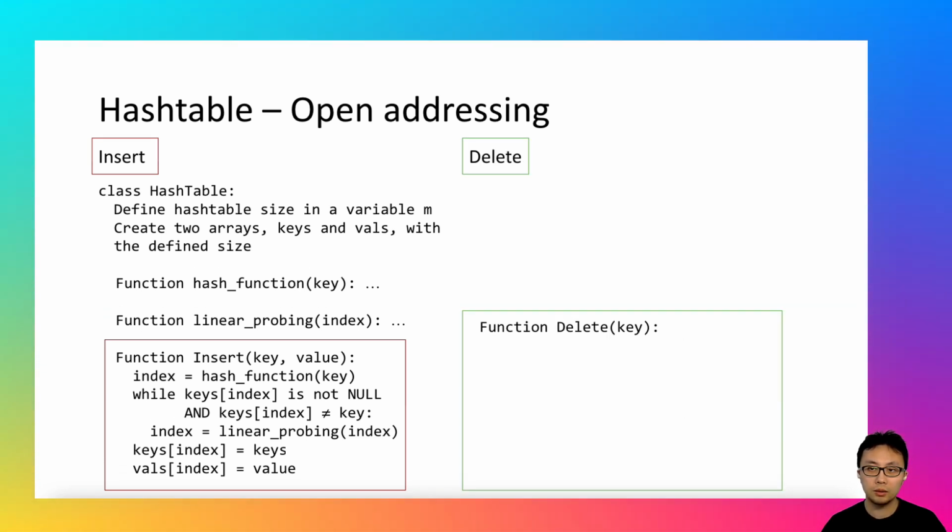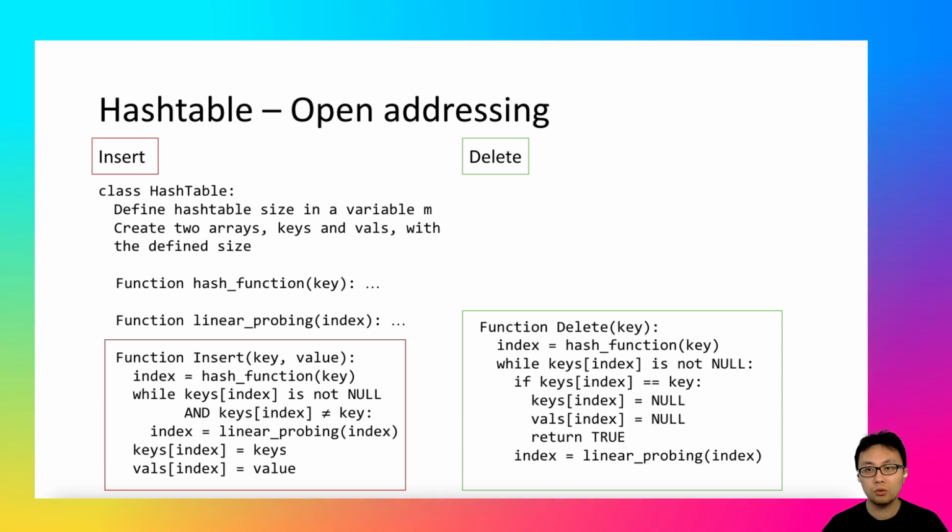Now, let's move to the delete method. The delete function takes a single parameter as the key value. It computes the index using the hash function once, and it may use the probing function to compute more indexes to find if the given key has been stored in the hash table. If the given key is found to be at one of those indexes, the delete method will replace both the key and the value with null in the two arrays representing keys and values, and it will return true in the end. Otherwise, the delete method will return false.